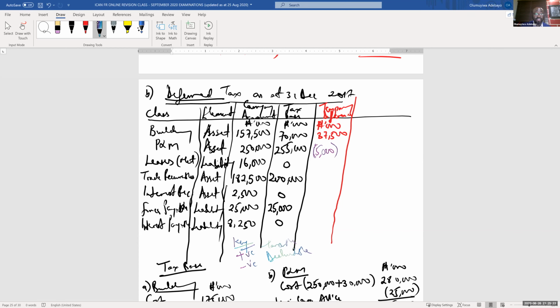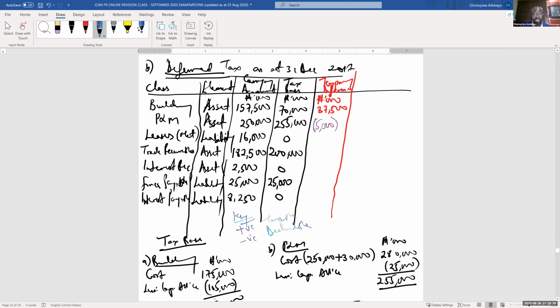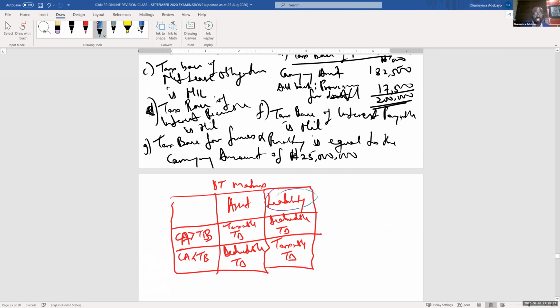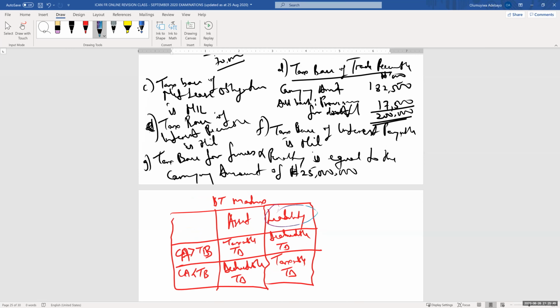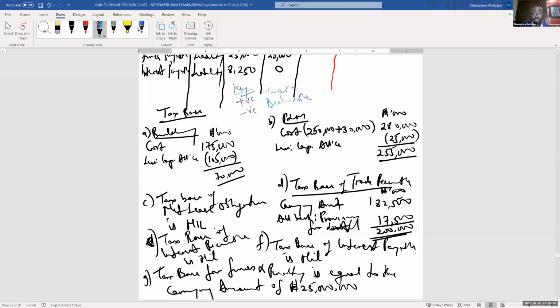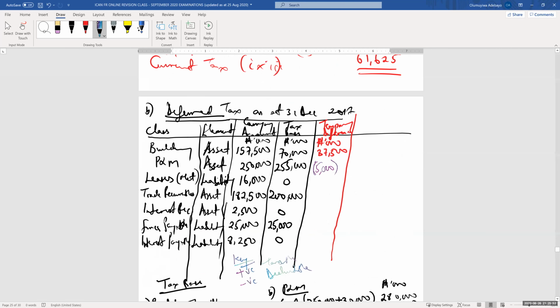Now for lease, the carrying amount of liability is greater than the tax base. Is it taxable or deductible? Let us come back to our matrix. This liability, the carrying amount is greater than tax base, therefore it is deductible. Can you see it here? Therefore I come here, that's another deductible of 16,000.